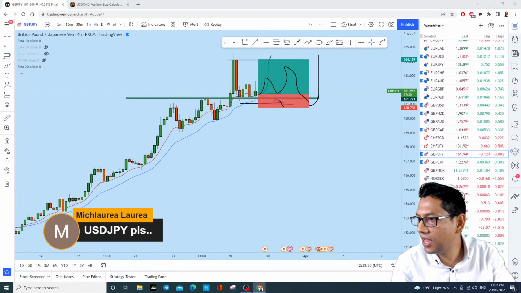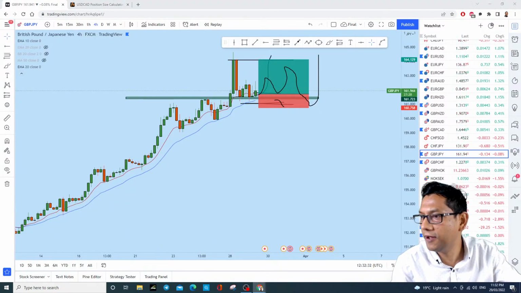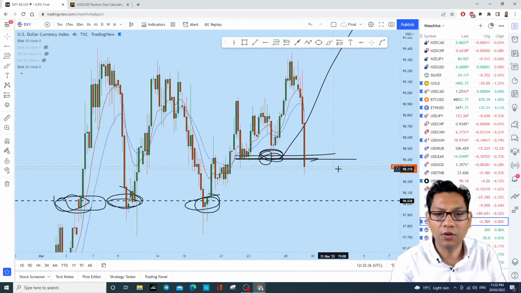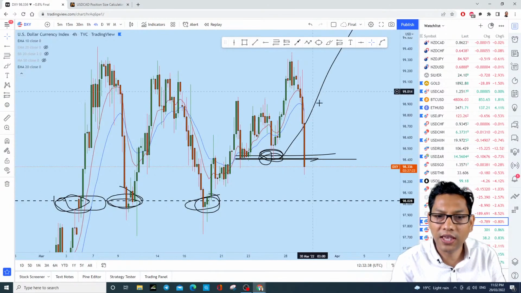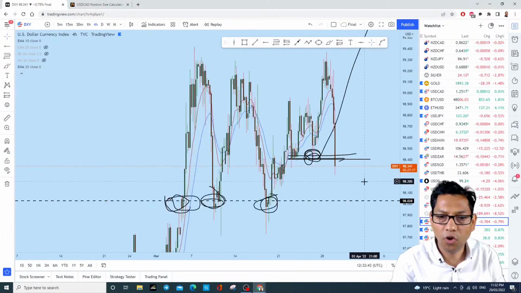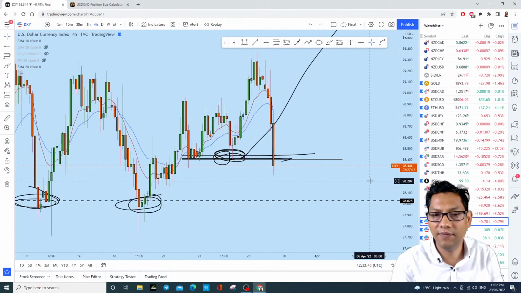DXY, thank you sir for the option. DXY is basically the mirror of all the USD pairs. USD falling means DXY is falling. So DXY is falling, maybe it will fall back to the level of support. Let's see what happens next.